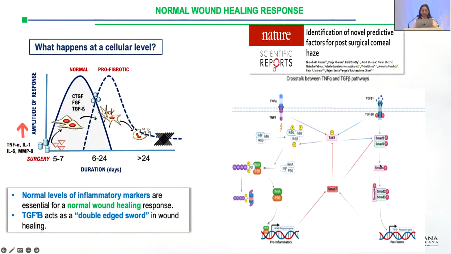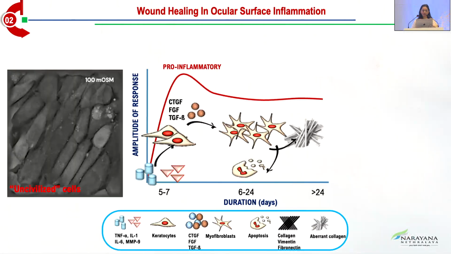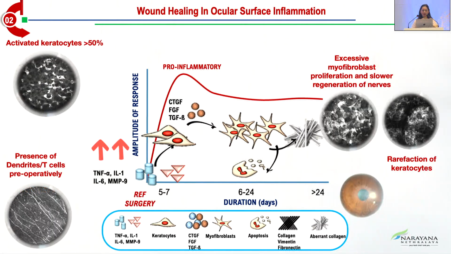But when this balance of inflammation is broken, whenever there's a higher amount of TNF-alpha or any inflammation, that's when it leads to abnormal wound healing, with a higher amount of myofibroblasts not getting dissected or cut. That leads to aberrant collagen formation, and that's what leads to formation of haze. I'm trying to explain it in a simplified way so that all of us clinicians understand.